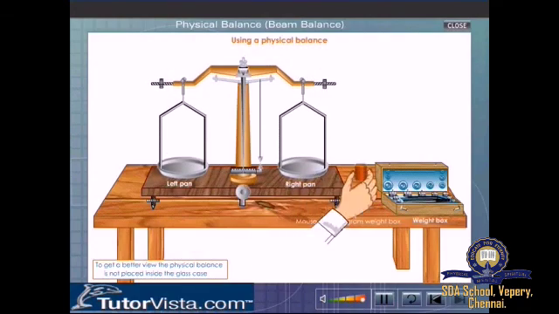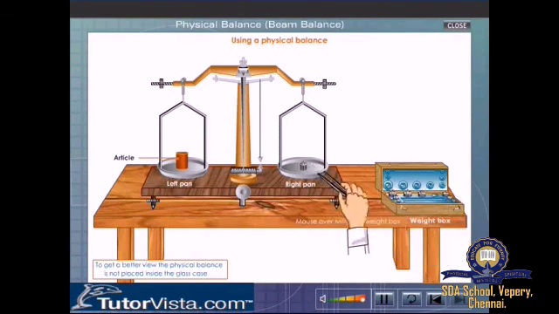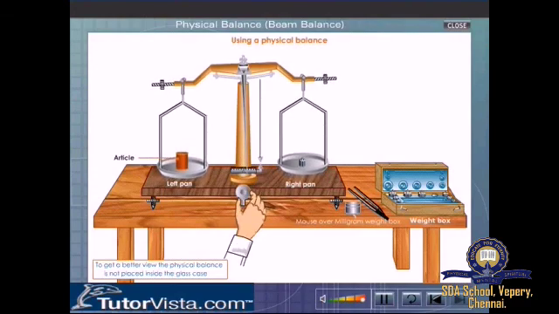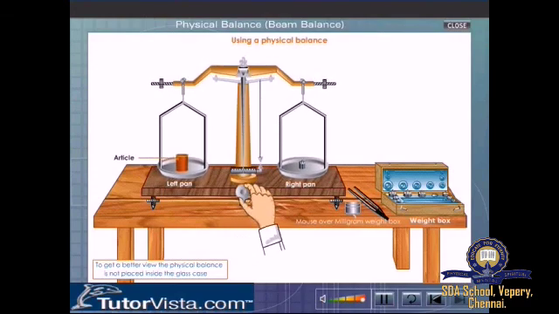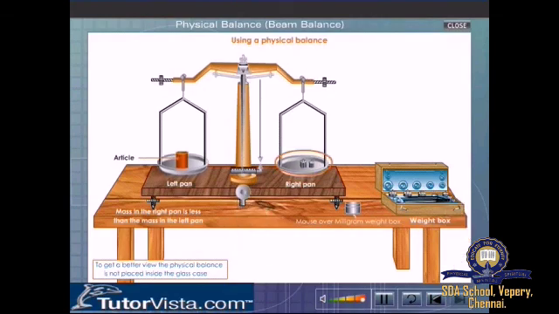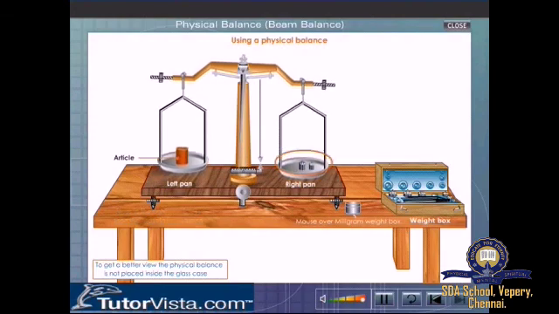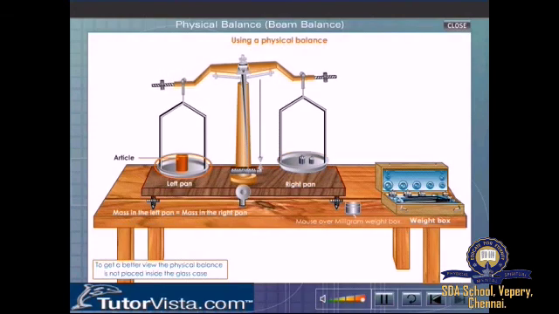Lower the central rod and place the article to be weighed in the left-hand side pan. Place standard weights in the right-hand side pan till the pointer oscillates equally about the 0 mark when the central rod is raised. Use forceps provided in the weight box. Record the mass placed in the right-hand side pan. This is equal to the mass of the body on the left-hand side pan.